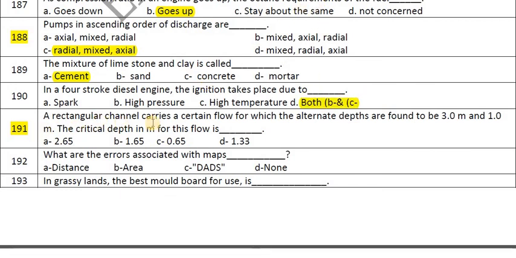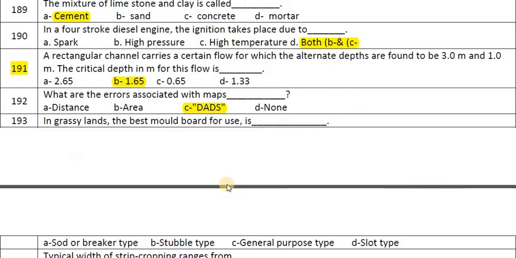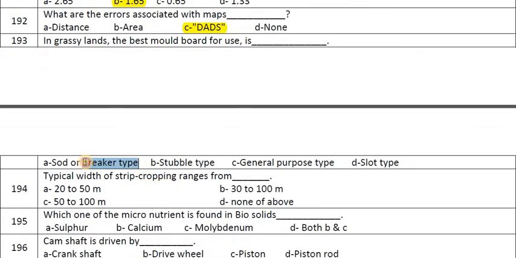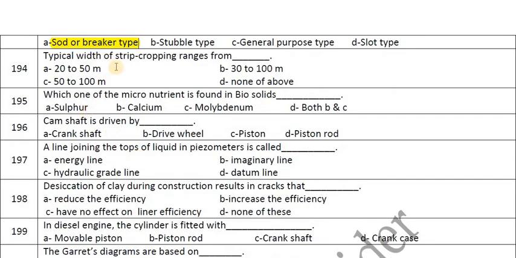A rectangular channel carries a certain flow of which the alternate depths are found to be 3 meter and 1 meter. The critical depth in meter for this flow is 1.65. What are the errors associated with maps? In grassy lands, the best moldboard for use is a breaker type, saw type. Typical width of strip cropping ranges from 30 to 100 meter.